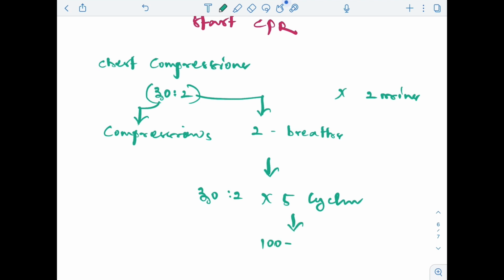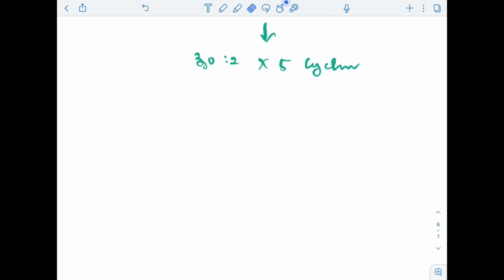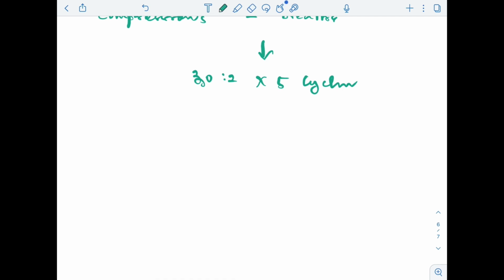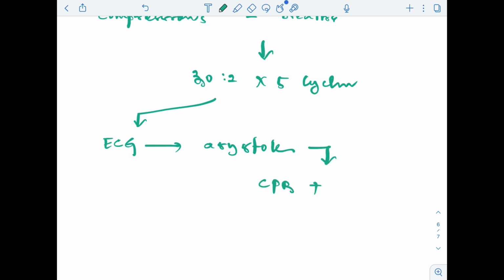The rate is 100 to 150. After completing the 5 cycles, you should get the ECG done. If the ECG indicates a flat line, that means asystole, you should continue the CPR for 2 minutes. Again, injection epinephrine should be given, which is usually of 1:1000 dilution, and it is given in the IM form.